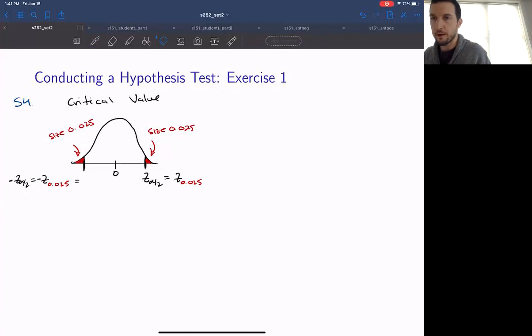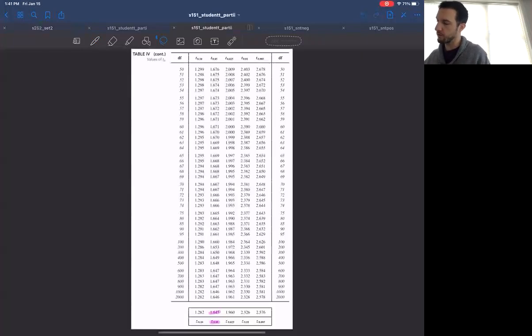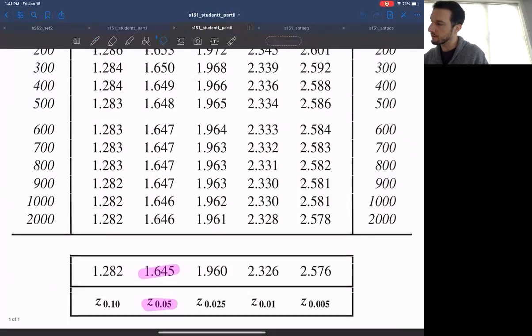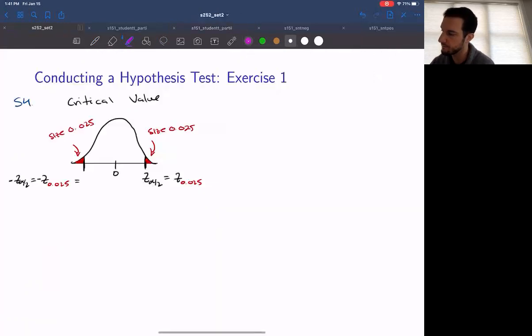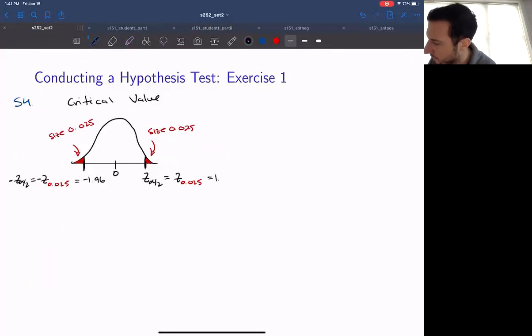If we go back to the table here and just go to the end of our t table, we're looking for Z subscript 0.025, which is this value right here. So the critical value for this hypothesis test will be 1.96 in this case. In the lower tail, we'll have negative 1.96, and in the upper tail, we'll have positive 1.96.